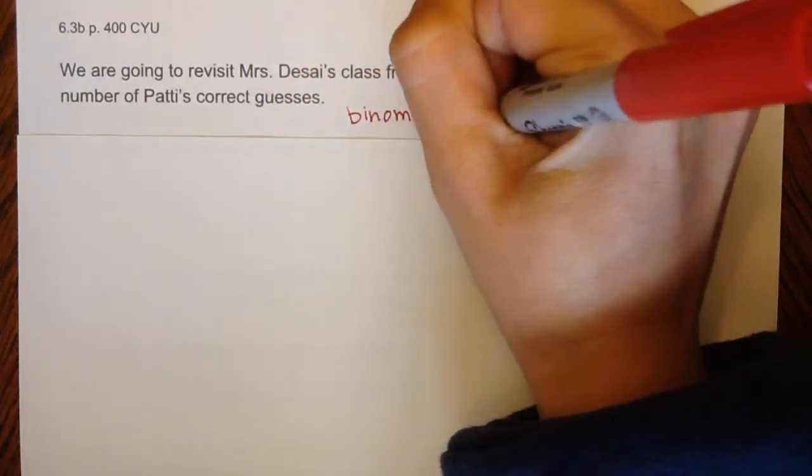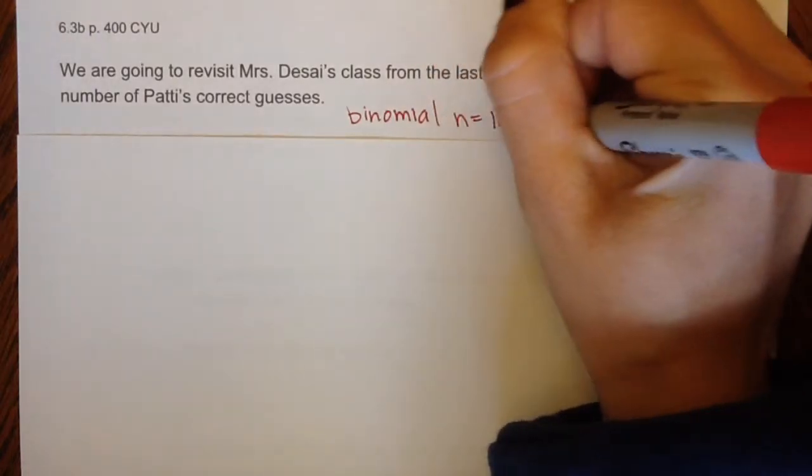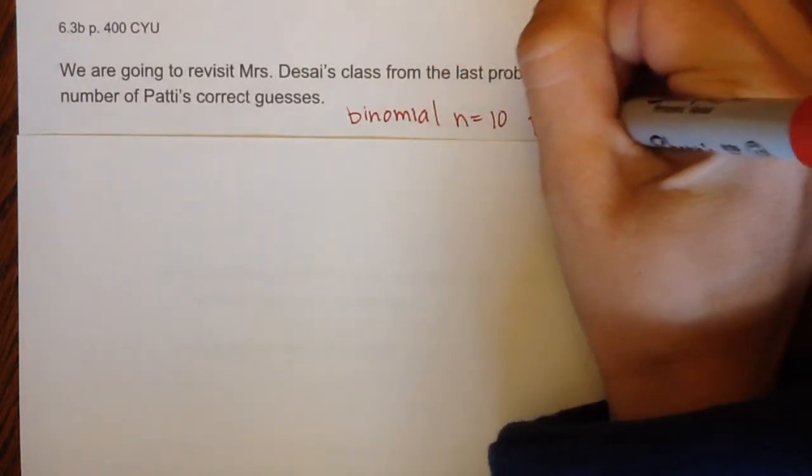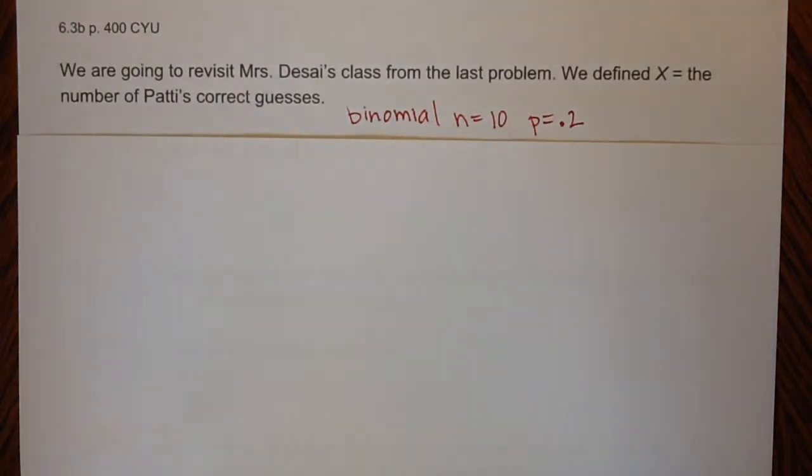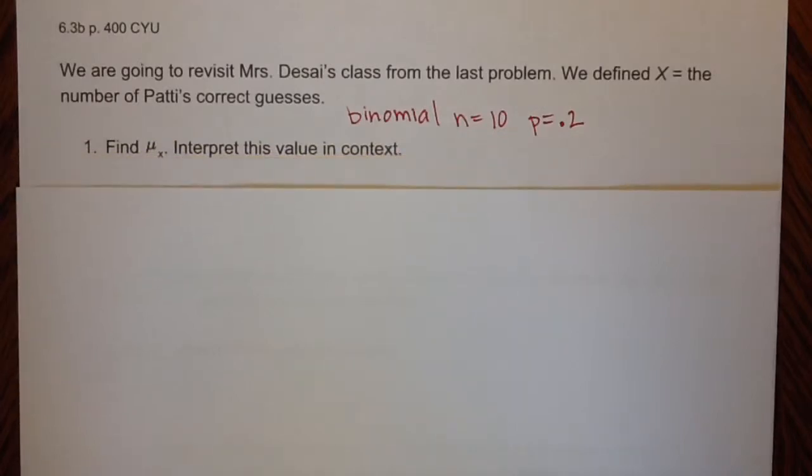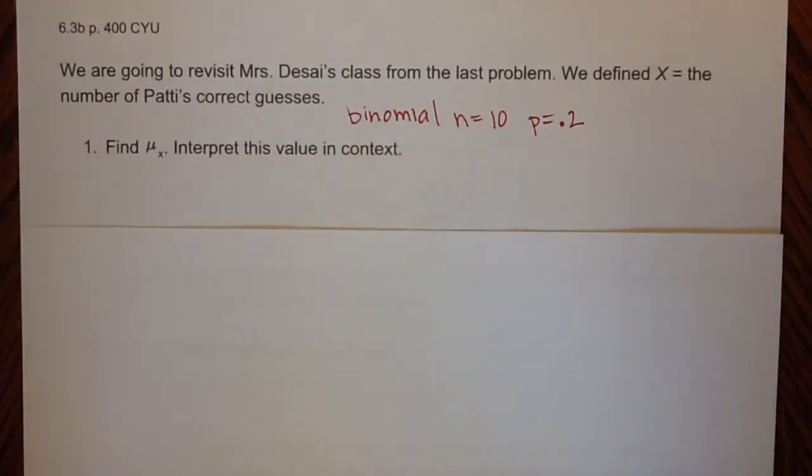with n equal 10 and p equal to 0.2. It was a multiple choice test with questions having options from A through E, which is where the probability of 0.2 came from. So for the first part, it says find mu of x, interpret this value in context.